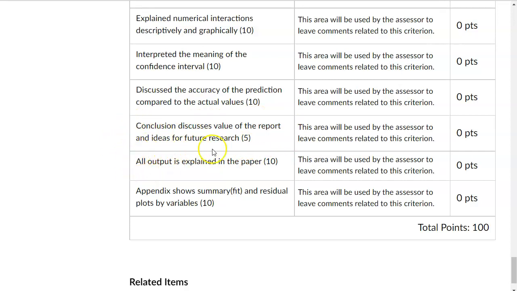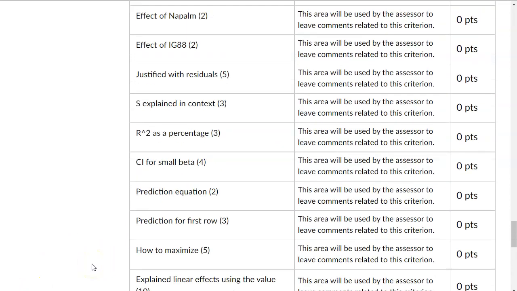Output explained in the paper. This is where we can take off points if you had, for example, R output that you just dumped in there without explaining what was in that. And the appendix shows the summary fit and the residual plots. That was specifically requested, and it's requested by me so that I can grade your paper. So there you have it. That's what's in the rubric.